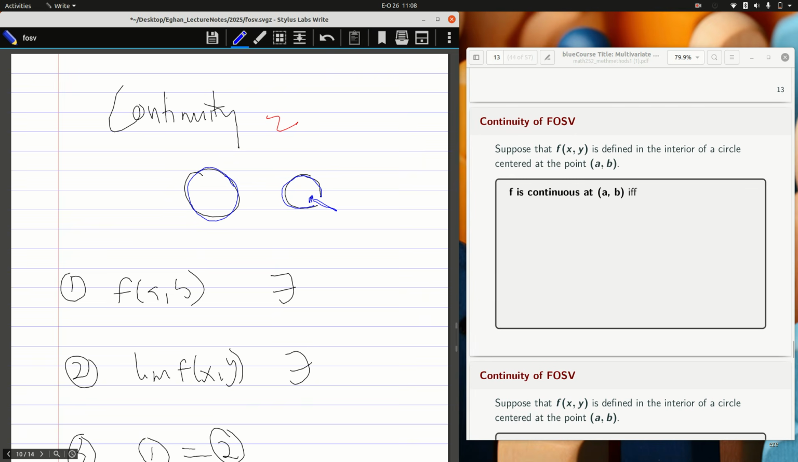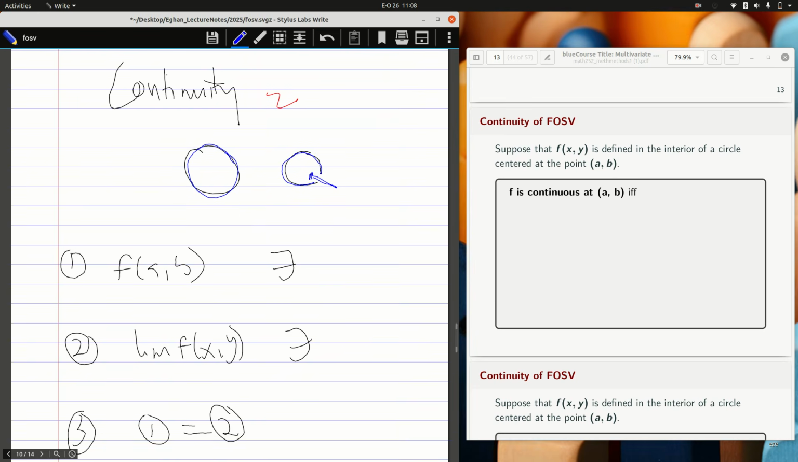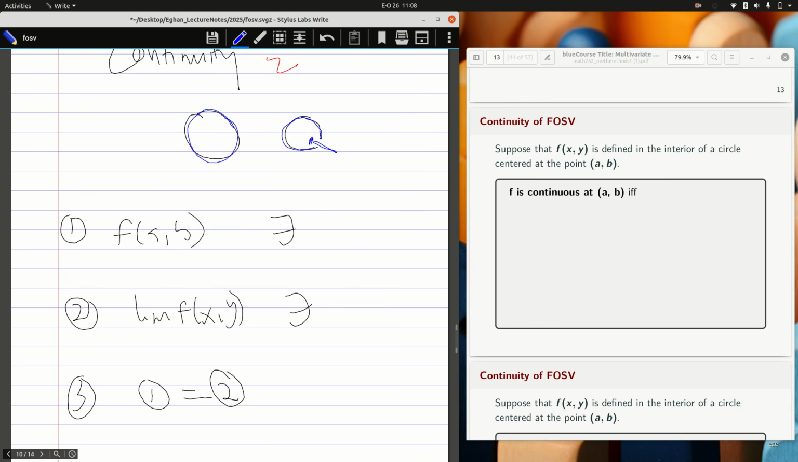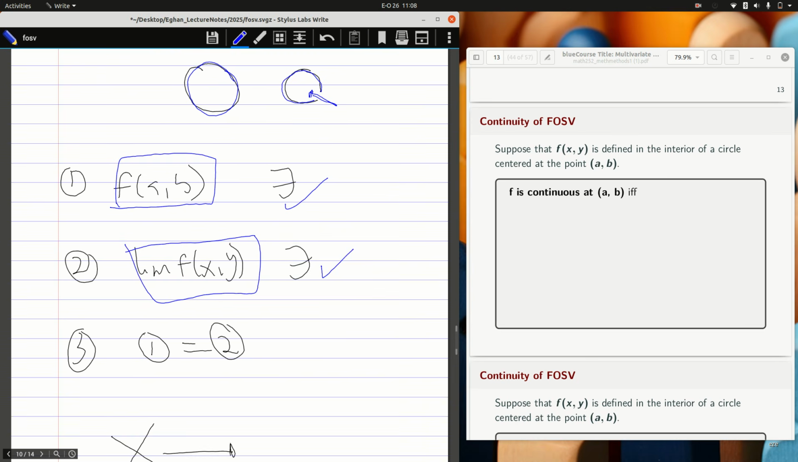Assuming you have a function defined on the interior of a circle at any center point (a, b), it is going to be continuous if the function is well defined in its domain, so it exists. If the limit of this function is also well defined, it means it exists. And then the last thing is to check that these two are equal. You always don't want to miss this out, please. You always want to check.